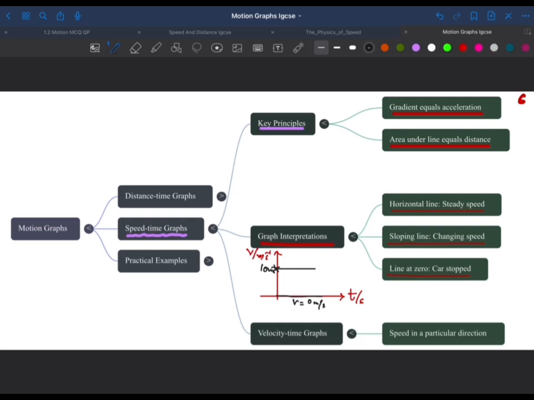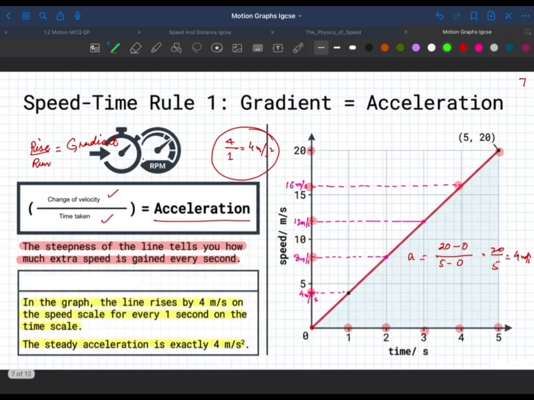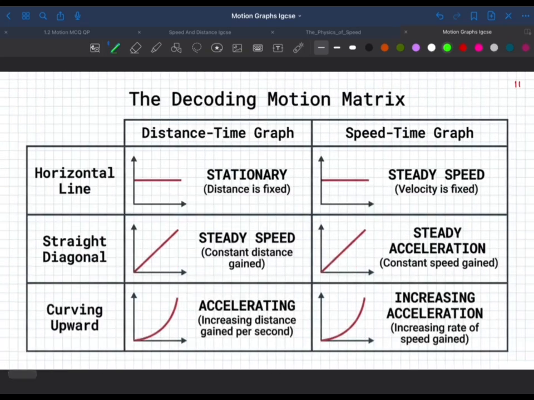As far as the velocity time graphs are concerned, we have already discussed these points: what is the velocity time graph showing you? Speed in a particular direction. Why? Because the definition of velocity is nothing but speed in a particular direction. So this is what we have as far as the speed time graphs are concerned.